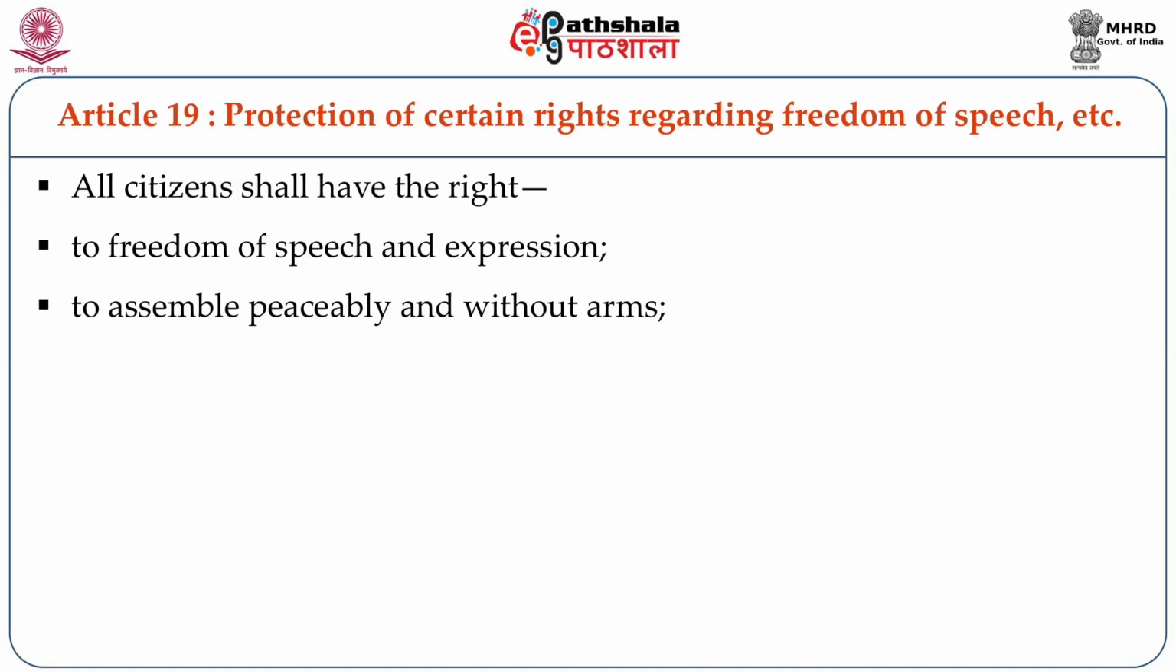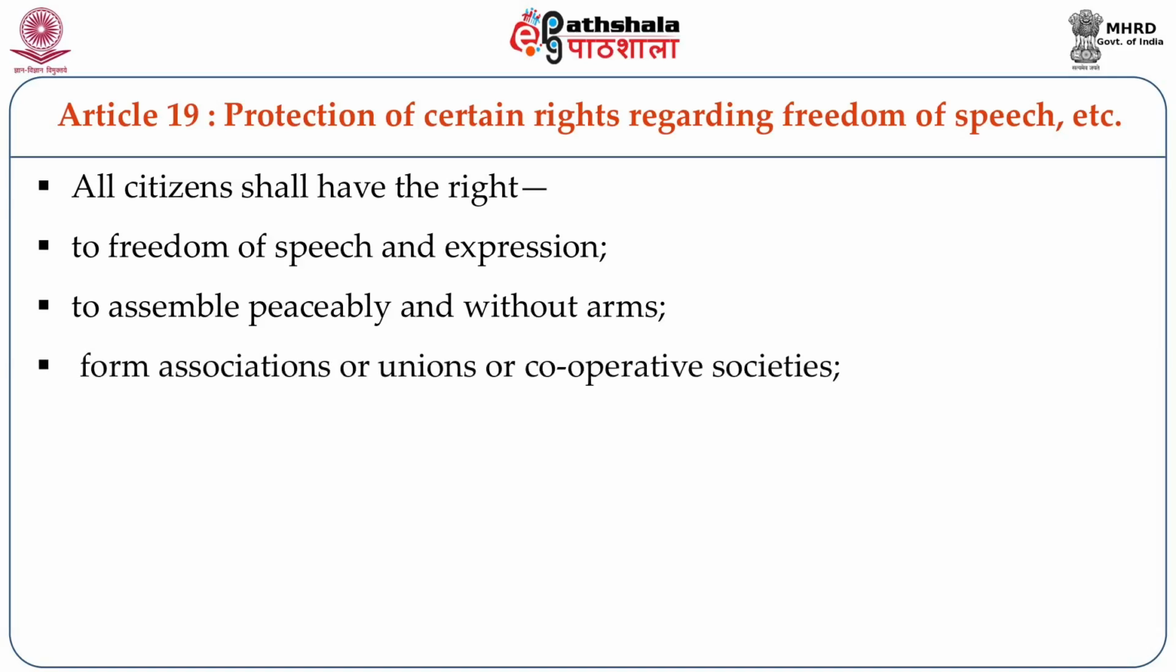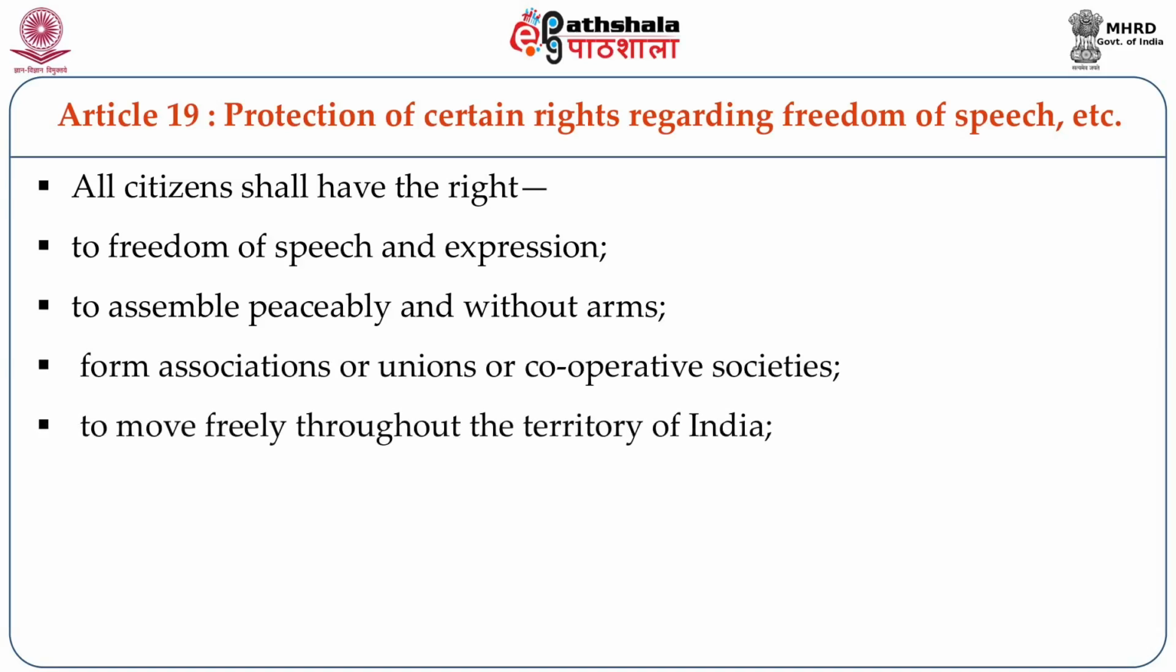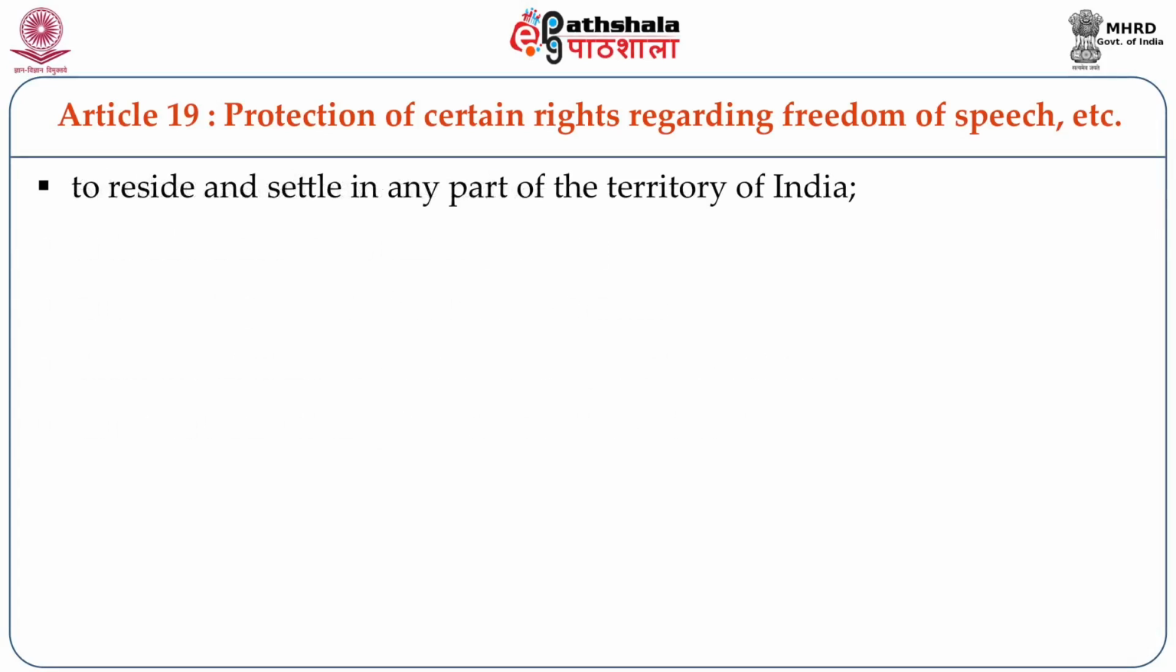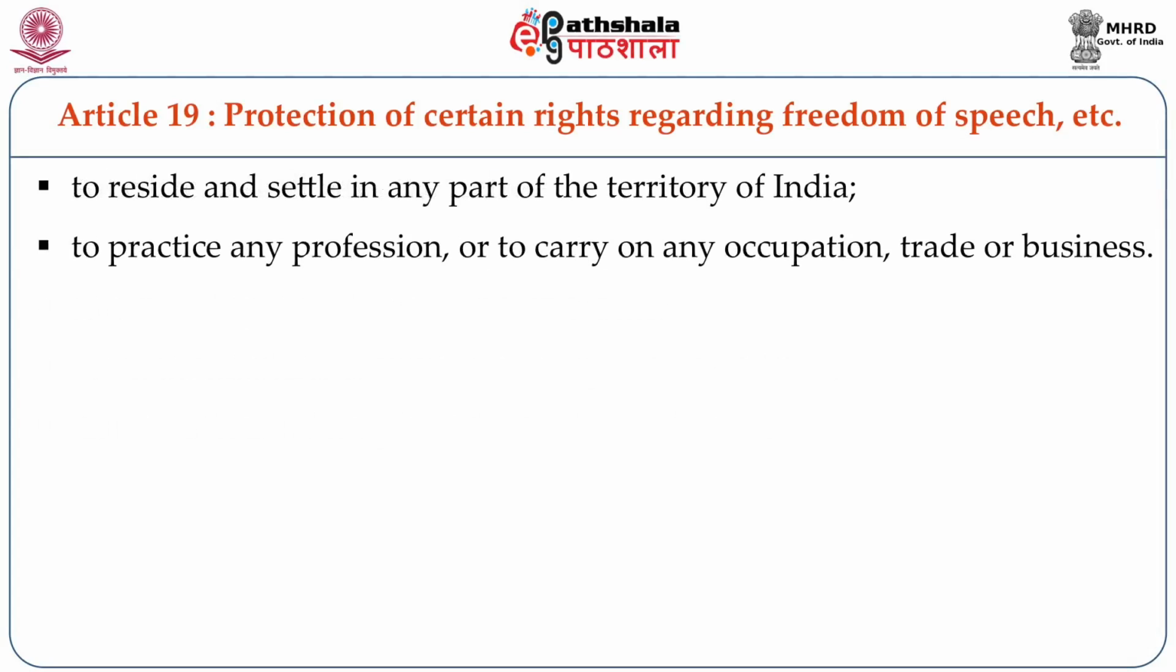Clause B, to assemble peaceably and without arms. Hence, demonstrations and peaceful protests are allowed under Article 19. C, to form associations or unions or cooperative societies. D, to move freely throughout the territory of India. A person residing in Bihar doesn't need a visa to come to Maharashtra. E, to reside and settle in any part of the territory of India. A person can reside anywhere in India, no matter where he is born.